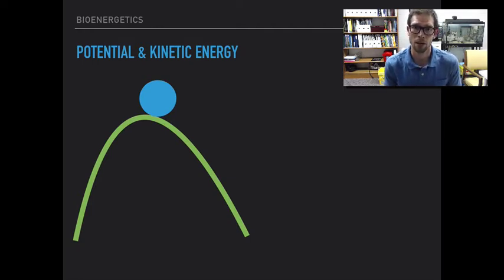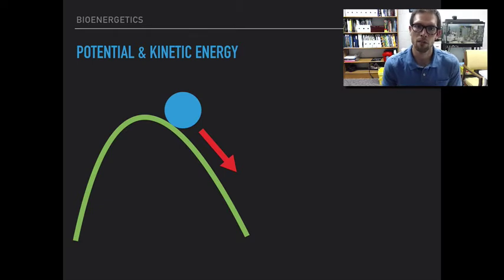Energy can come in two major forms. There's potential energy, which is stored energy. That's much like having a ball at the top of a hill. It has a lot of stored energy that can do work, has the potential to do work, but it's not actively doing work at the time. The other type of energy is kinetic energy, or energy of motion. So if you were to give that ball a little bit of a push, the potential energy would be getting converted to kinetic energy, which would allow the ball to move down the hill and release that energy.